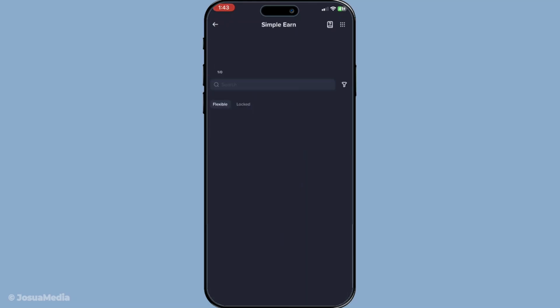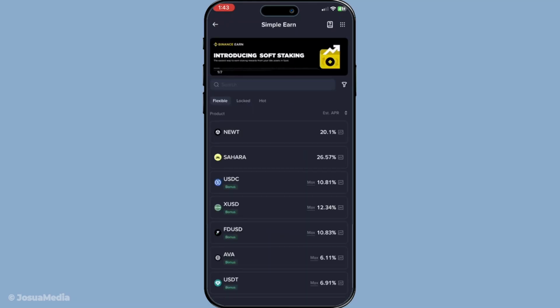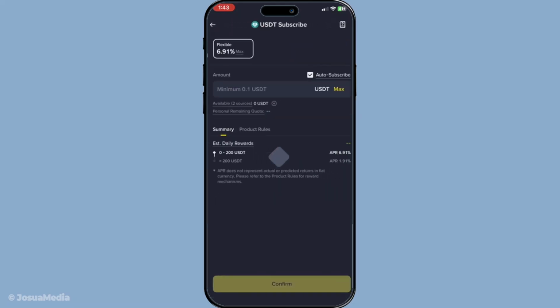Now you'll see a variety of coins available for savings. Carefully pick the coin you're interested in saving with. It's important to select a coin that aligns with your investment goals and research the potential risks associated.